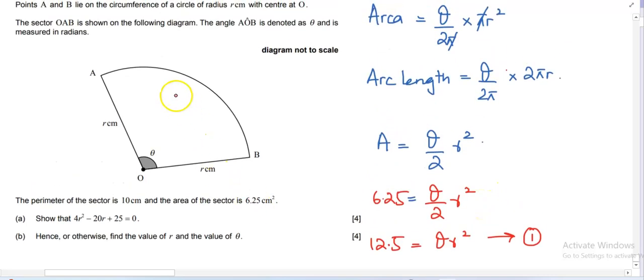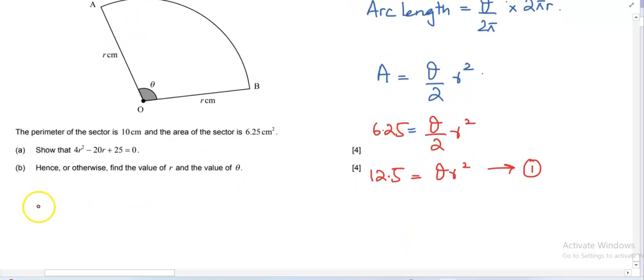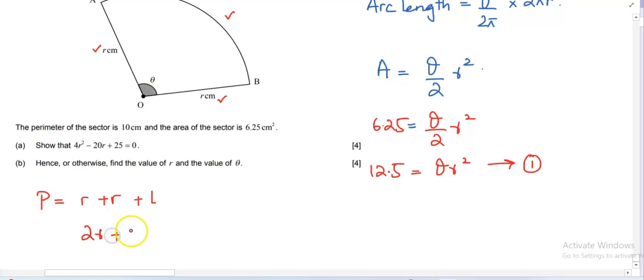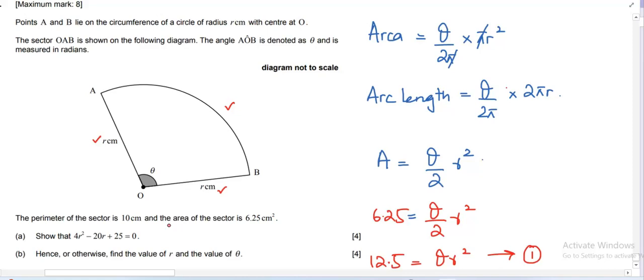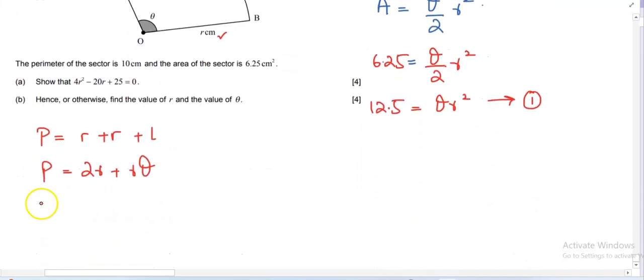Now if I look into the arc length, into the perimeter, the perimeter of the sector is 10. What is the perimeter equal to? It is r plus r, the two radii, and the arc length L as well, which is given as r theta. So this is 2r plus r theta, and that is equal to the perimeter. The value of the perimeter is given as 10 centimeters, so 10 equals 2r plus r theta. This is going to be my second equation.